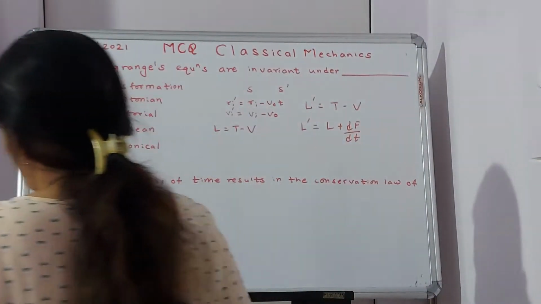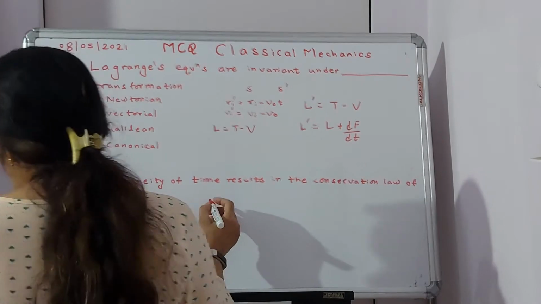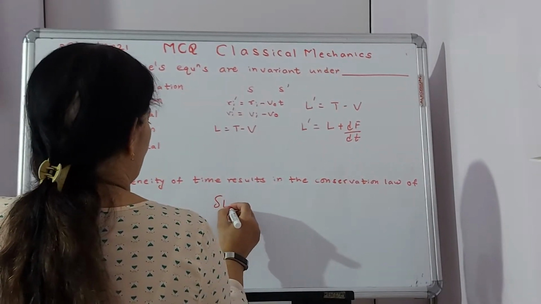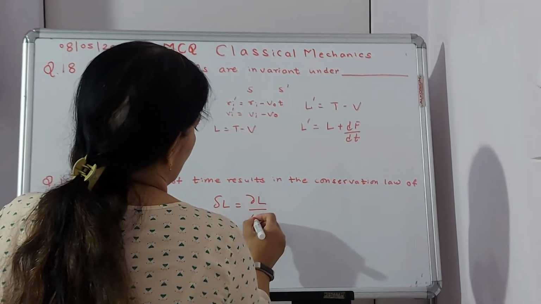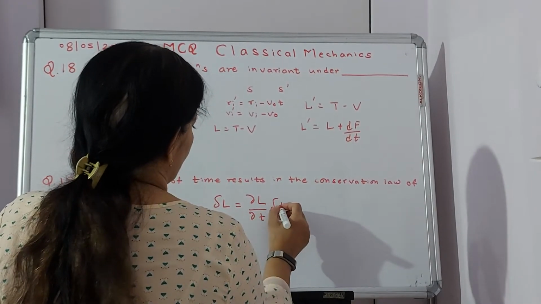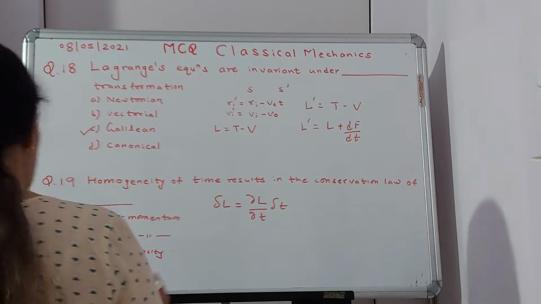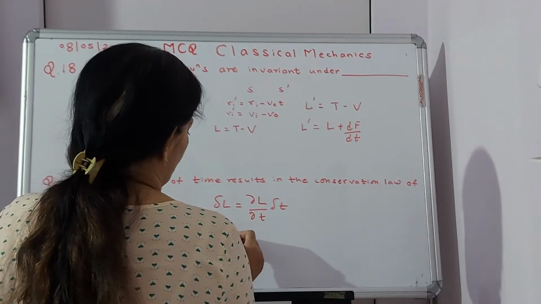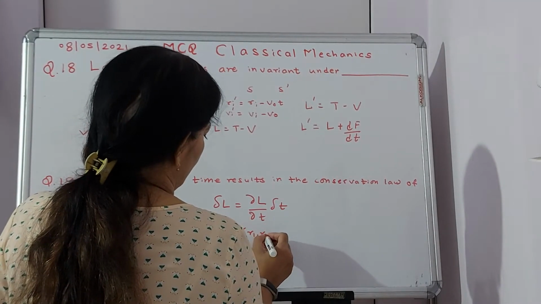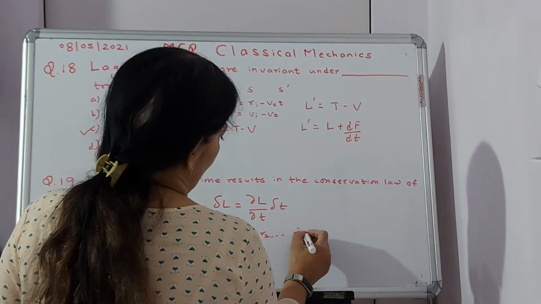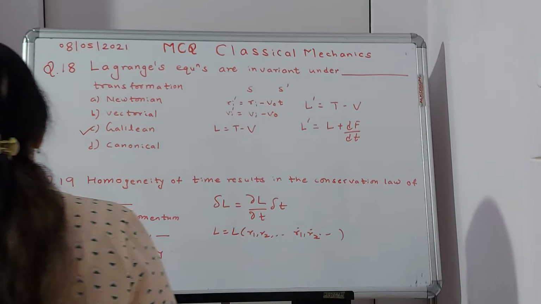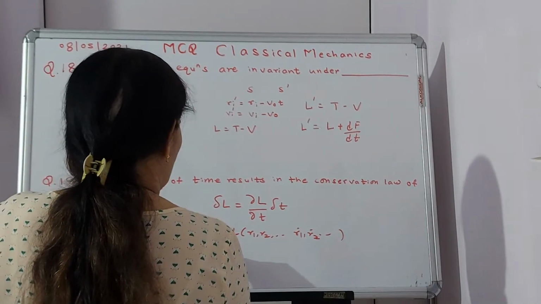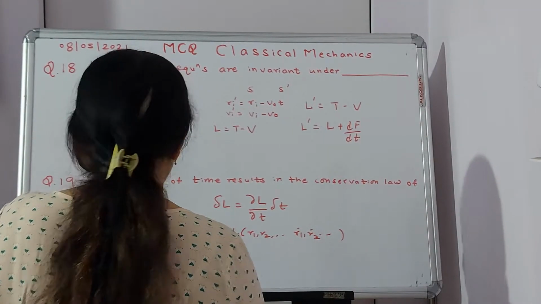So here what do we consider? Here we consider that delta L, the change in Lagrangian, is equal to ∂L/∂t into delta t. Correct. And try and take the value of the Lagrangian, which is a function of r1 dot, r2 dot, etc. Try and find out the value of dL by dt.